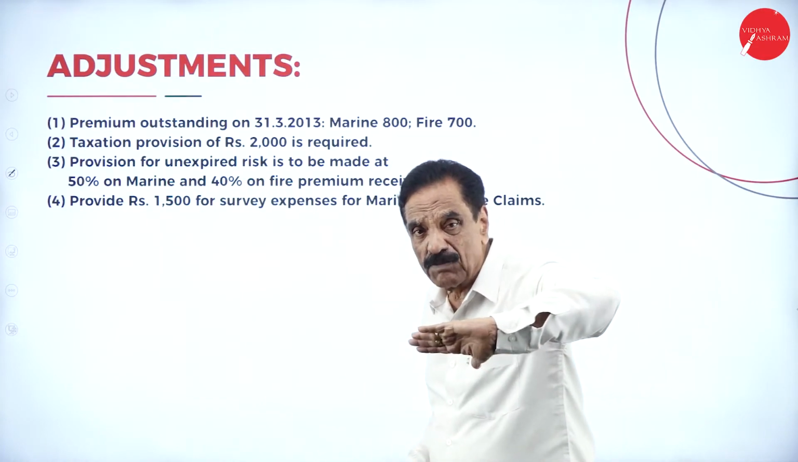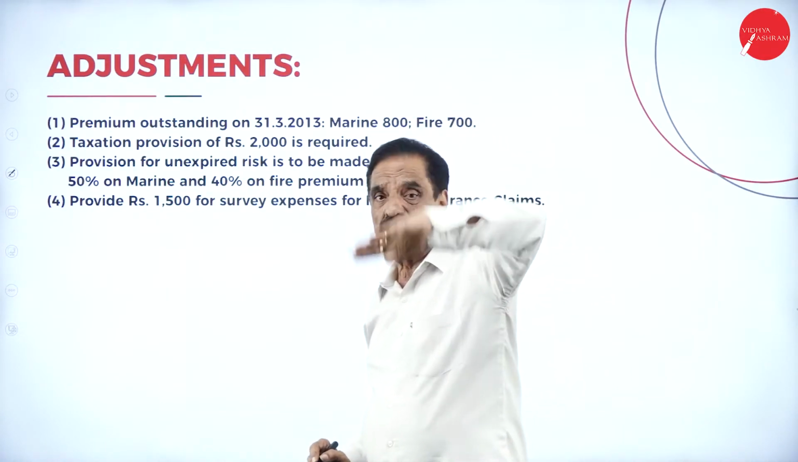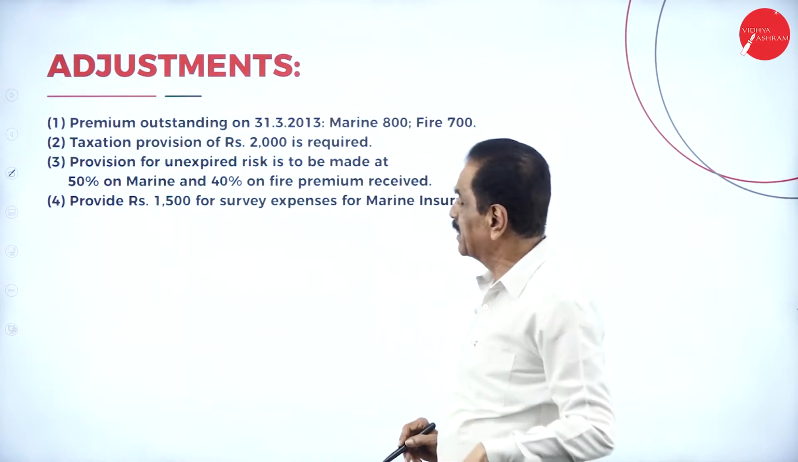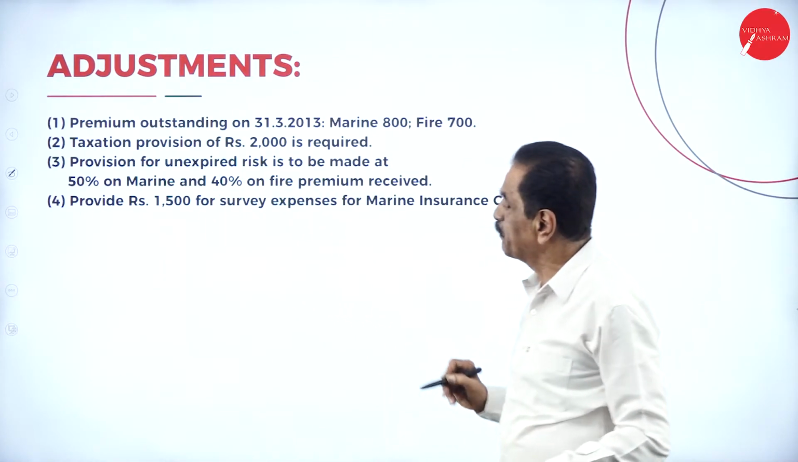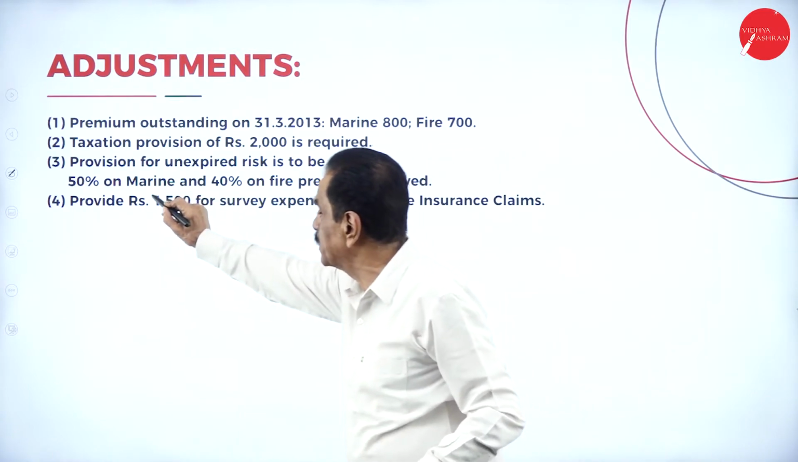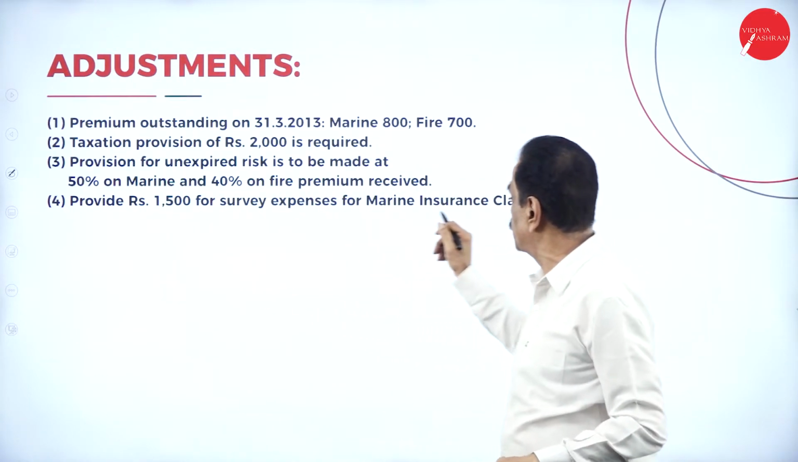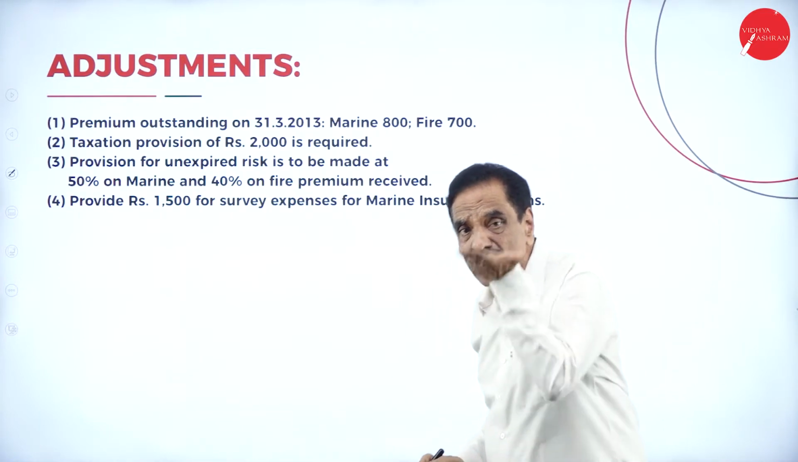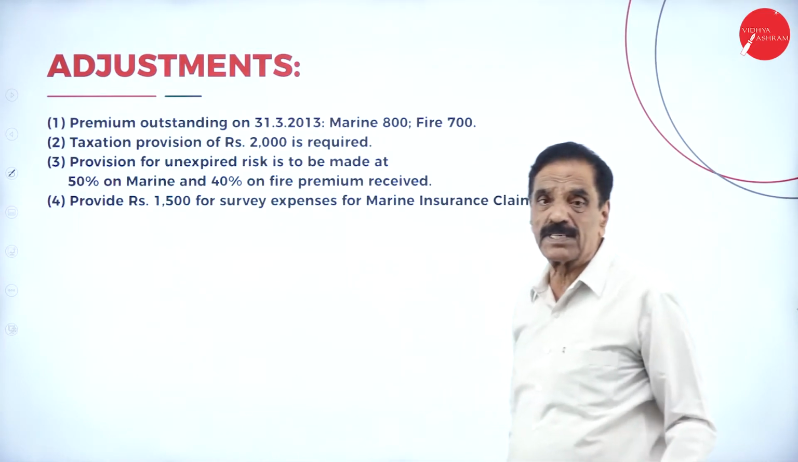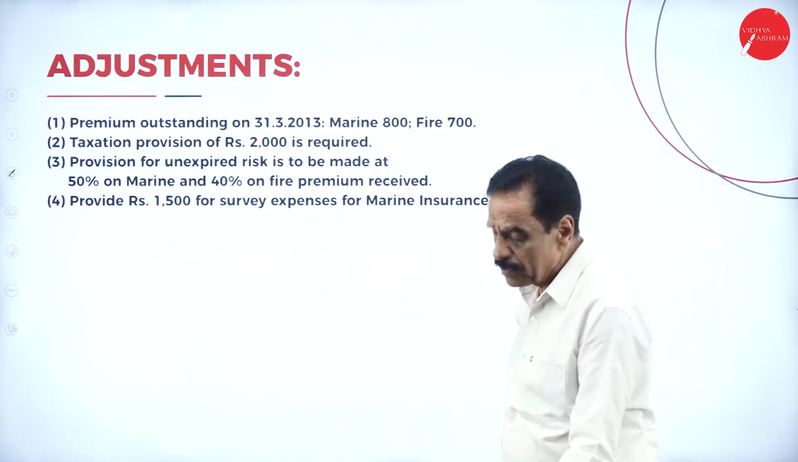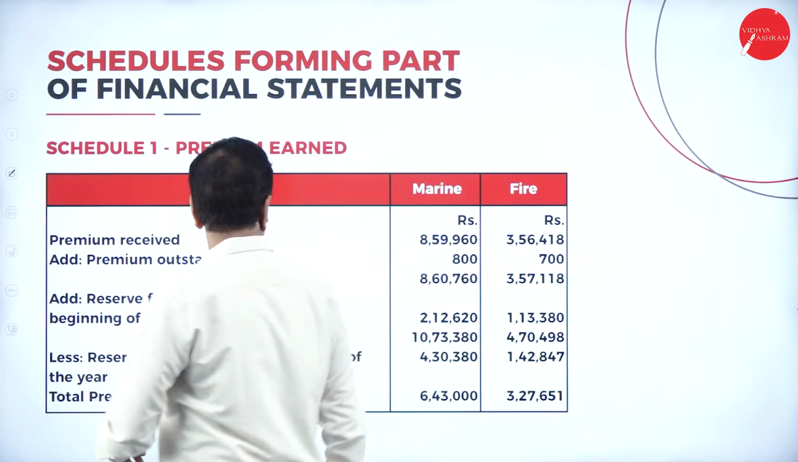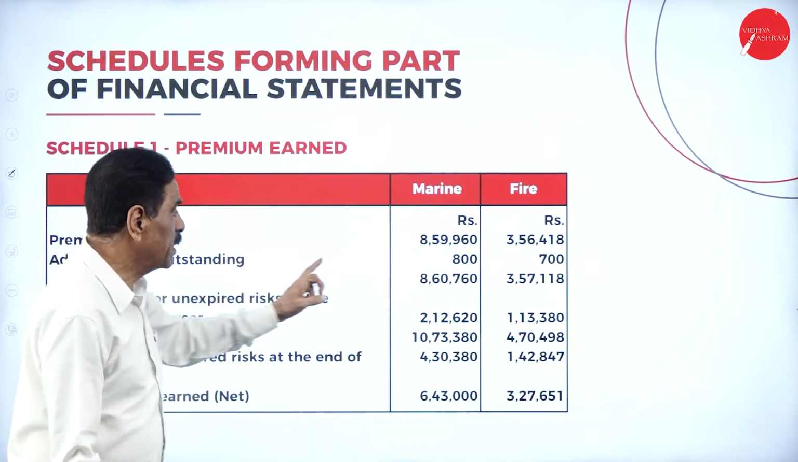Once you make the provision for taxation, that should be deducted from the provision for taxation. Provision for unexpired risk is 50% on marine and 40% on fire, and the provision fund of 1,000 for survey expense on marine insurance is added to marine insurance, and it will come on the liability side of the balance sheet.